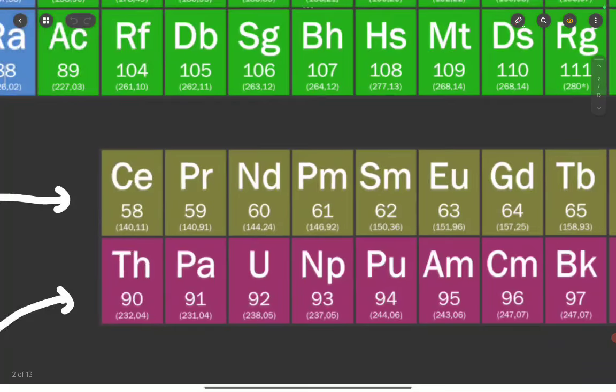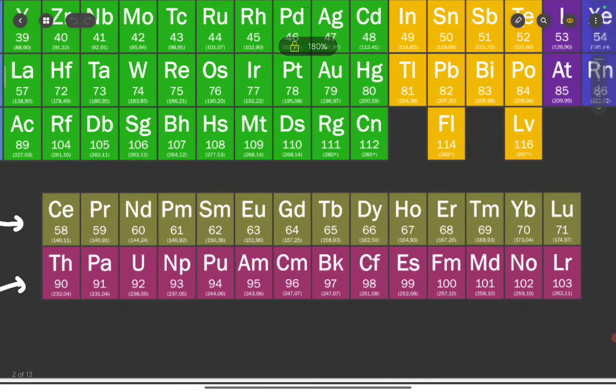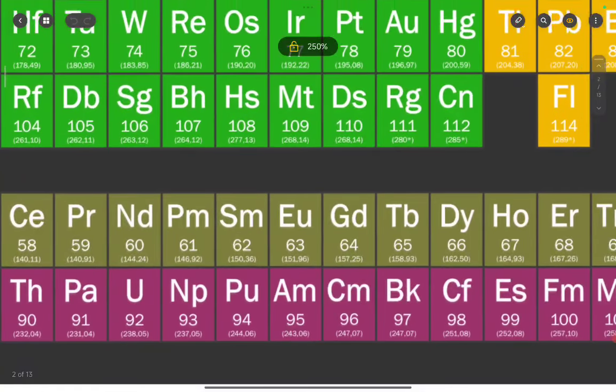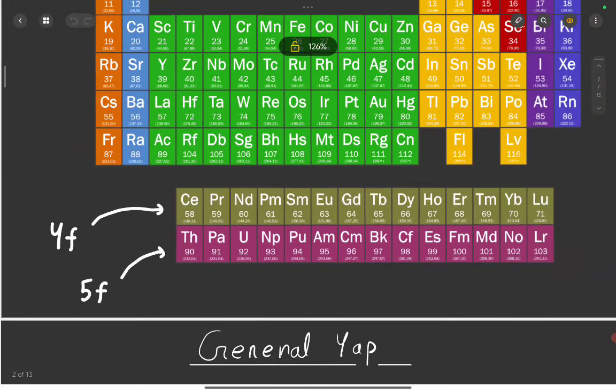Like you need to know that cerium is 58, praseodymium is 59, neodymium is 60, promethium is 61. And why is that? Because you need to know both the full names of the elements, you need to know the atomic symbol, you need to know the atomic number.